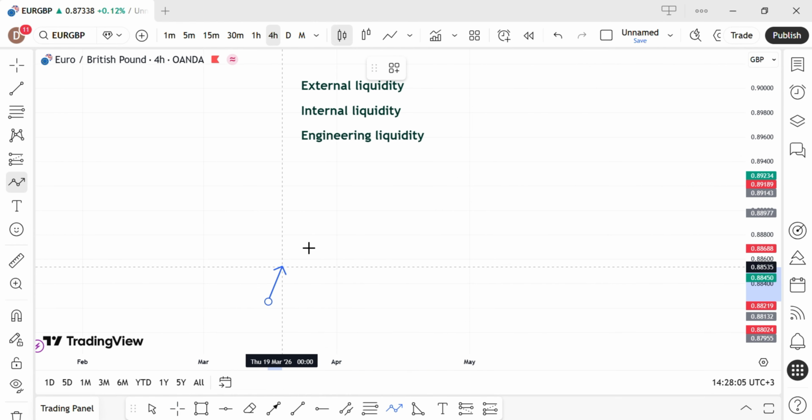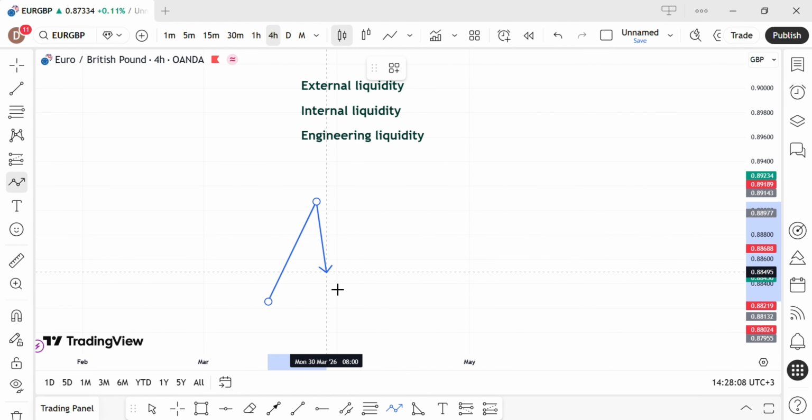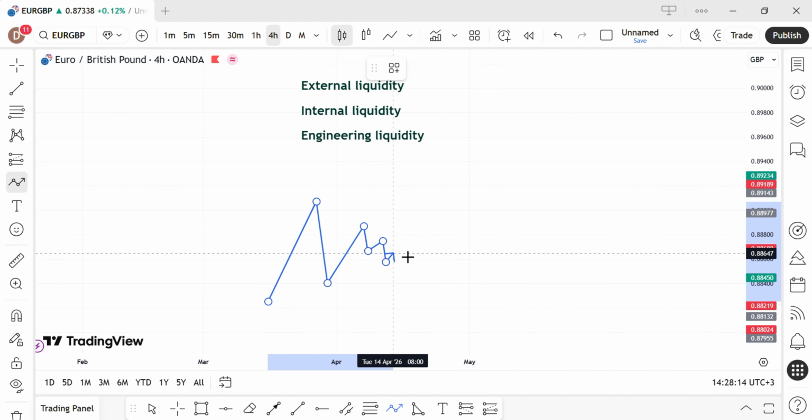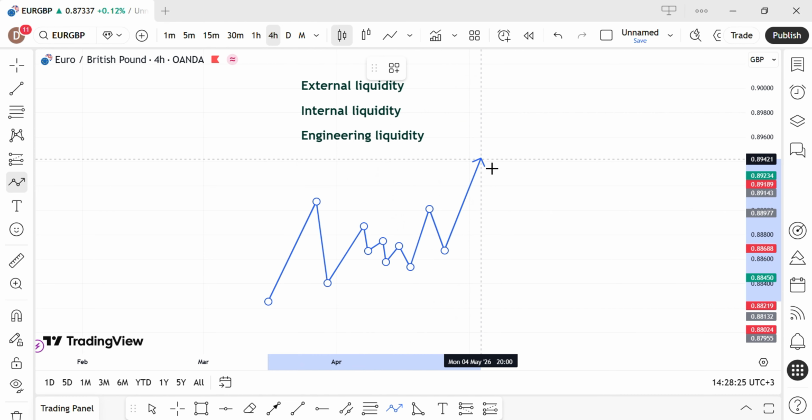Sometimes the market creates a leg like this, then like this, and then like this, and then the market creates some sort of higher high and higher lows here. You don't know what the market is doing, then it moves up. So it creates another liquidity before it breaks this high. These are all liquidity, and then now it breaks the high.